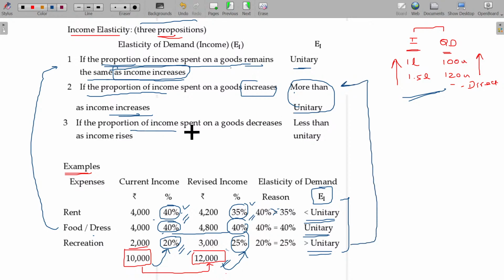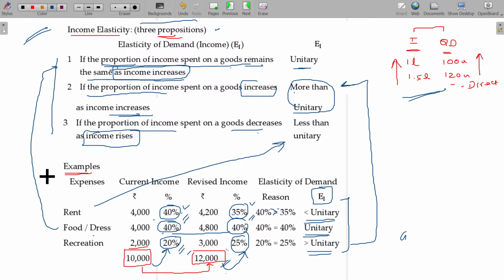If the proportion of income spent on a good decreases as income rises, but the good's consumption is not decreased, then it is called less than unitary, like rent. Okay, hope you could understand the income elasticity with the three propositions. In your text, this theory is there, but this number is coined by myself. So, for better understanding, you can convert that into numbers. I made these numbers to make you understand the theoretical logic easily. Come on, make a note of it.